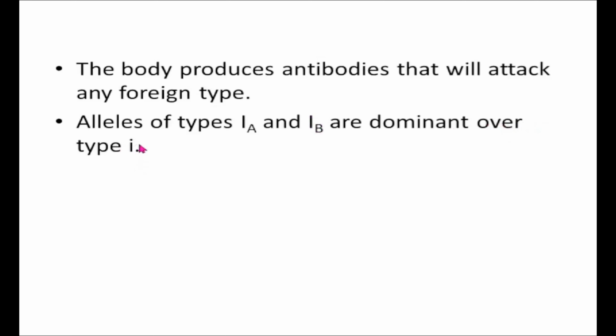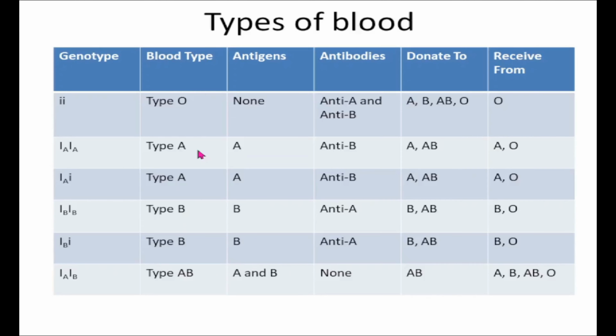Alleles of type I^A and I^B are dominant over the type i. These are alleles. There are three alleles. Blood groups are multiple alleles because of having three alleles here. So considering the type of blood and the genotypes, then the antigen, antibodies, and which blood donates to which one and which one receives from which one, and the like.